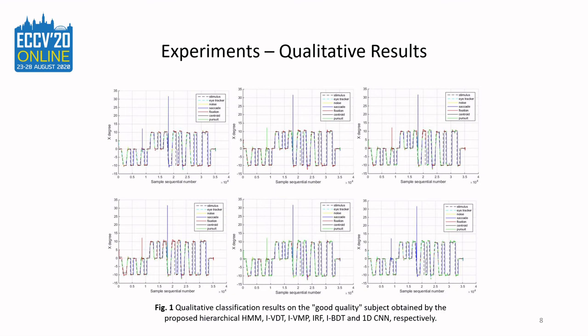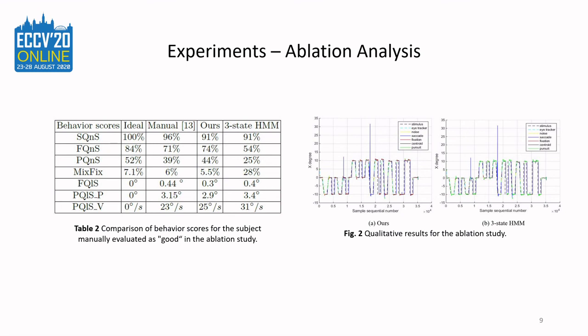The qualitative results are consistent with the previous quantitative results. Notably, our proposed method succeeds in detecting an unexpected saccade, while most of the other methods detect it either as smooth pursuit or fixation. We further conduct an additional ablation experiment to demonstrate the necessity and effectiveness of the proposed hierarchical structure.